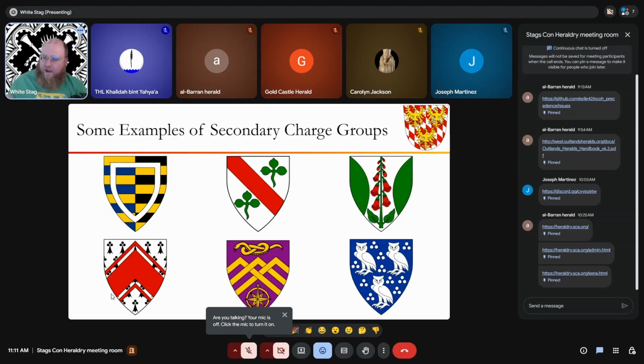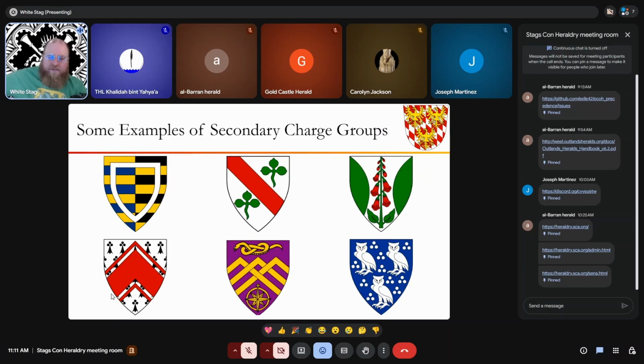Going clockwise, bottom right, we have 3 owls. Those are the primary charge group. And the sparks, so the groups of 3 dots, this is ostensibly short for semy of sparks. The sparks are a secondary charge group which lies on the field around the primary charge group.